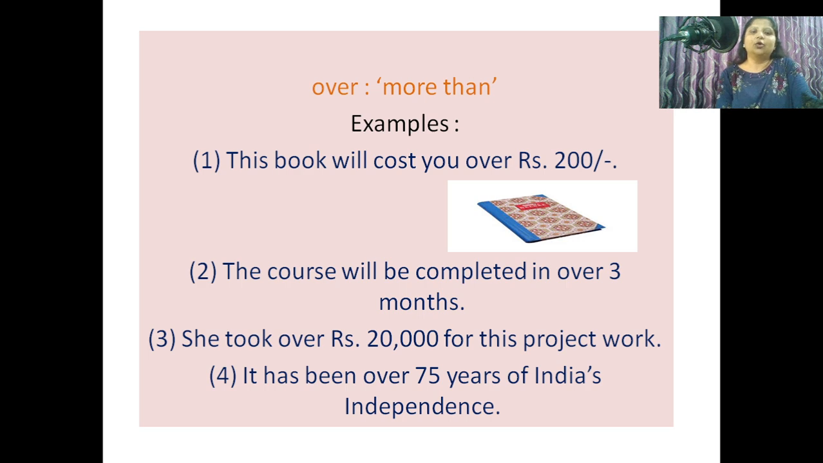Next, the course will be completed in over 3 months. Over 3 months means more than 3 months. Next, she took over rupees 20,000 for this project work. Over 20,000 rupees means more than rupees 20,000. Last one, it has been over 75 years of India's independence. So over means more than.